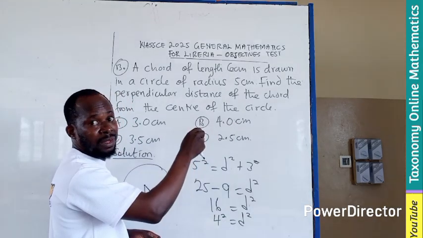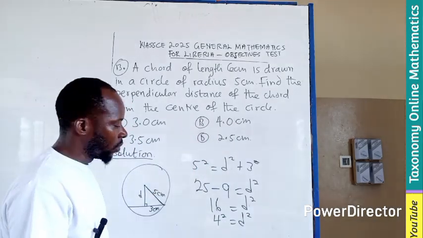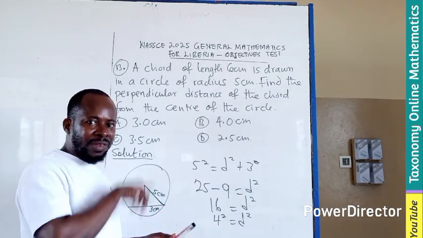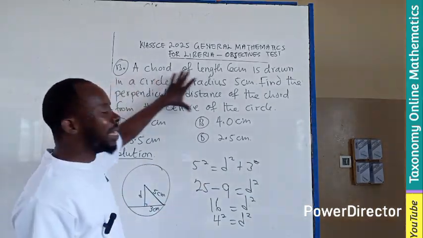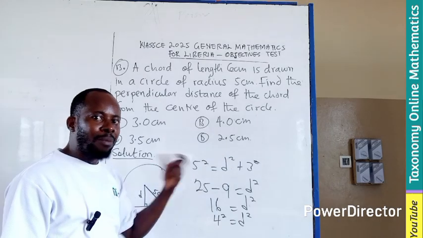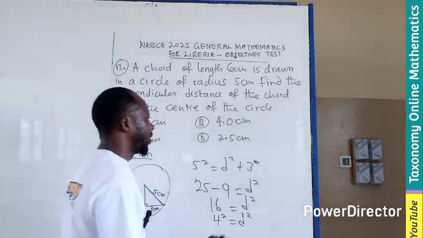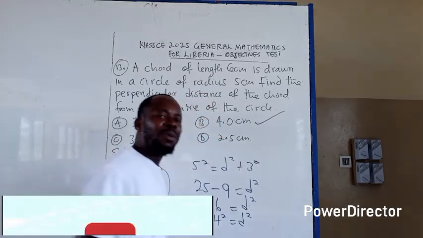So I can pick this. Or I find the square root of 16, which will give me both negative 4 and a positive 4. Because I am dealing with measurement, I will ignore the negative and pick the positive. So the answer we are going for in this question is going to be option B.